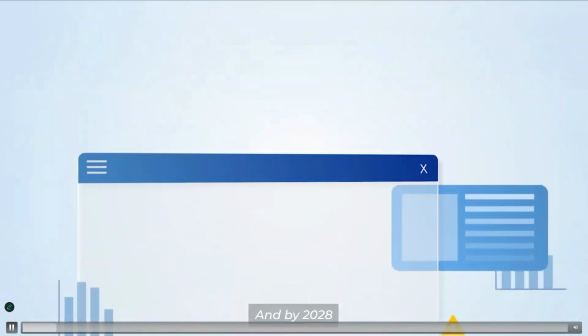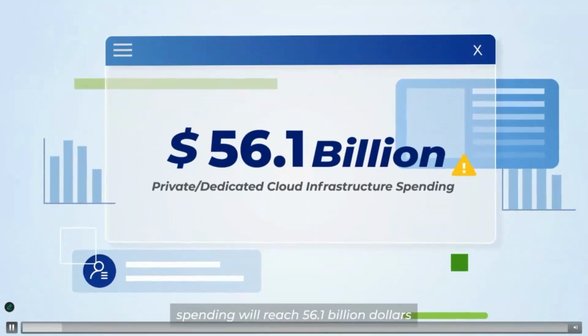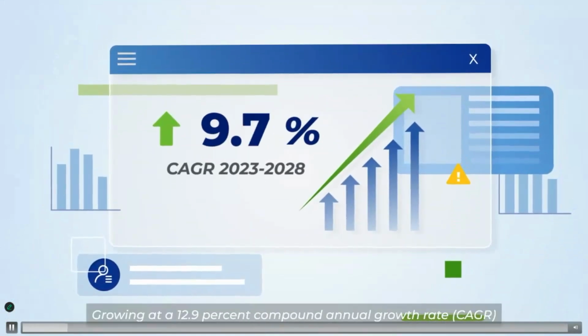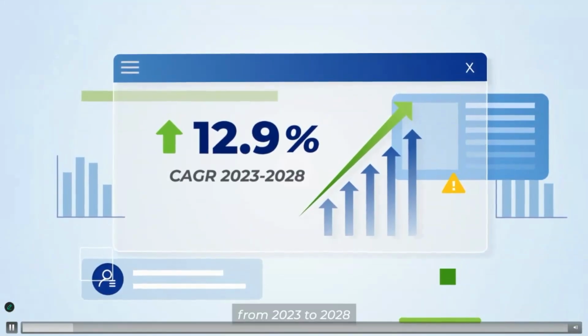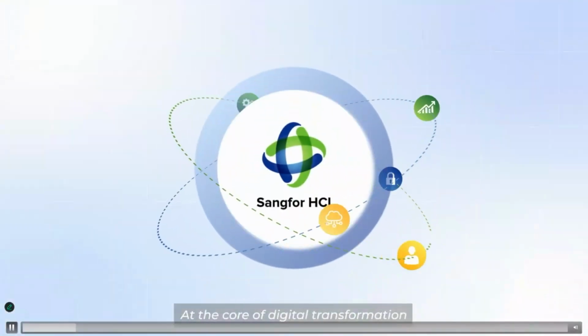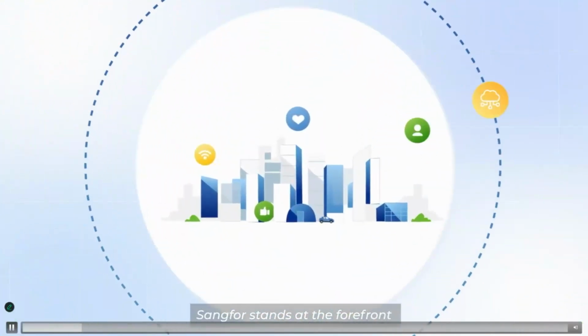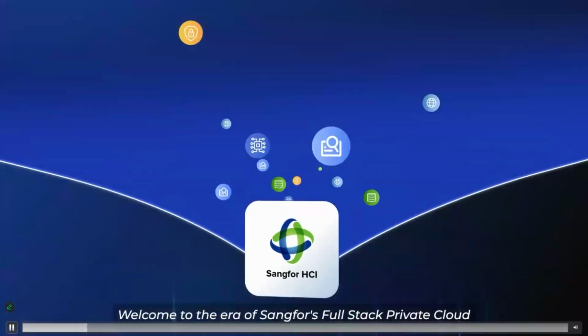And by 2028, private/dedicated cloud infrastructure spending will reach $56.1 billion, growing at a 12.9% compound annual growth rate, CAGR, from 2023 to 2028. At the core of digital transformation, where innovation meets efficiency, Sangfor stands at the forefront, shaping the future of IT infrastructure. Welcome to the era of Sangfor's full-stack private cloud.